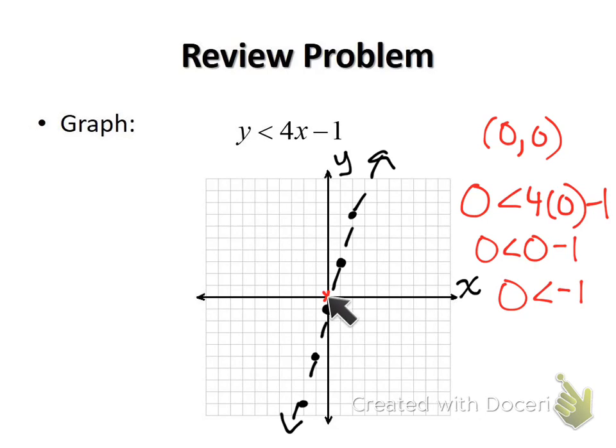So I don't shade where that point is. If this does not work, we do not shade where that is. We go to the other side of the line. So we are going to shade this whole side.